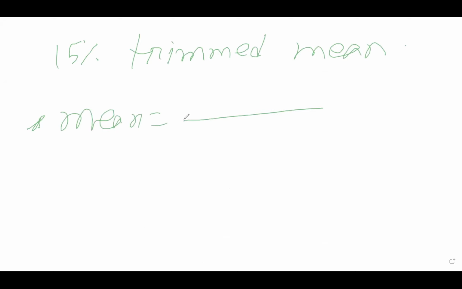The 15% trimmed mean will be equal to: you have to remove the first number completely. The first number is 350, and 50% of the second number. So that means 408 divided by 2, right? Because you are removing 15%, 50% of the second number. So that means 408 divided by 2 plus the next number, 540.